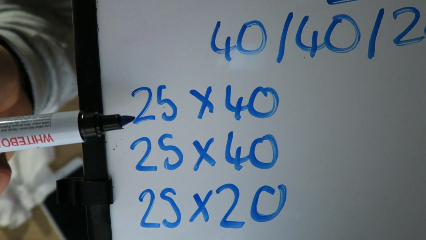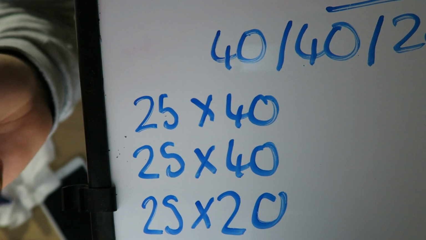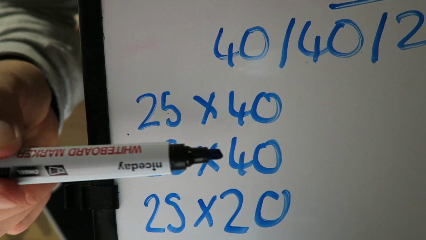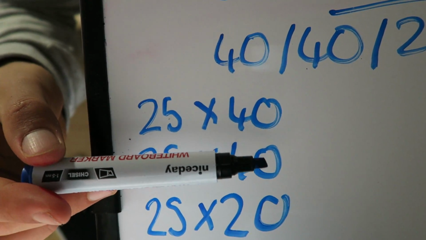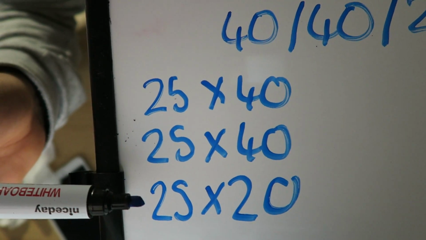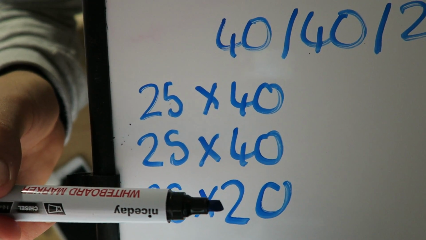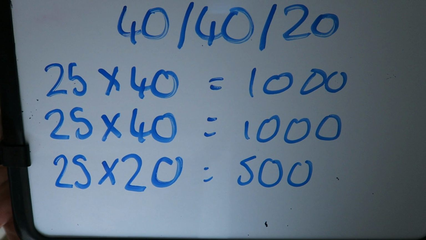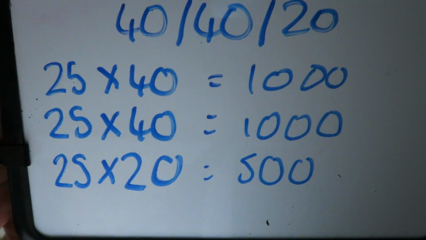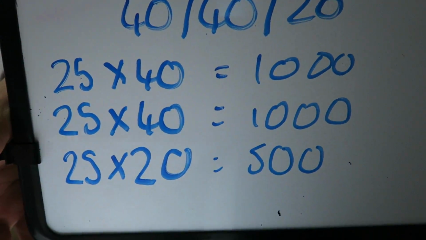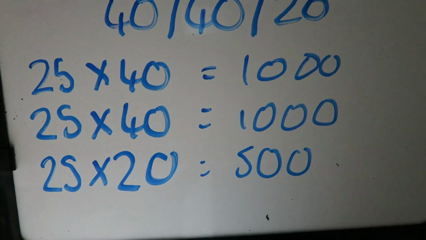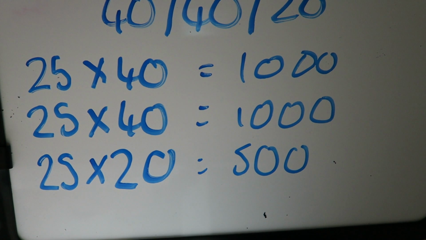The 25 is 1% times 40 to get 40% carbs. 25 again times 40 to get the percentage for protein. And at the bottom here, 25 times 20% to get the answer for fat. So the answers are 25 times 40 equals 1,000, same again for the second line, and 25 times 20 is 500. Break these numbers down into grams so it's easy to work out.